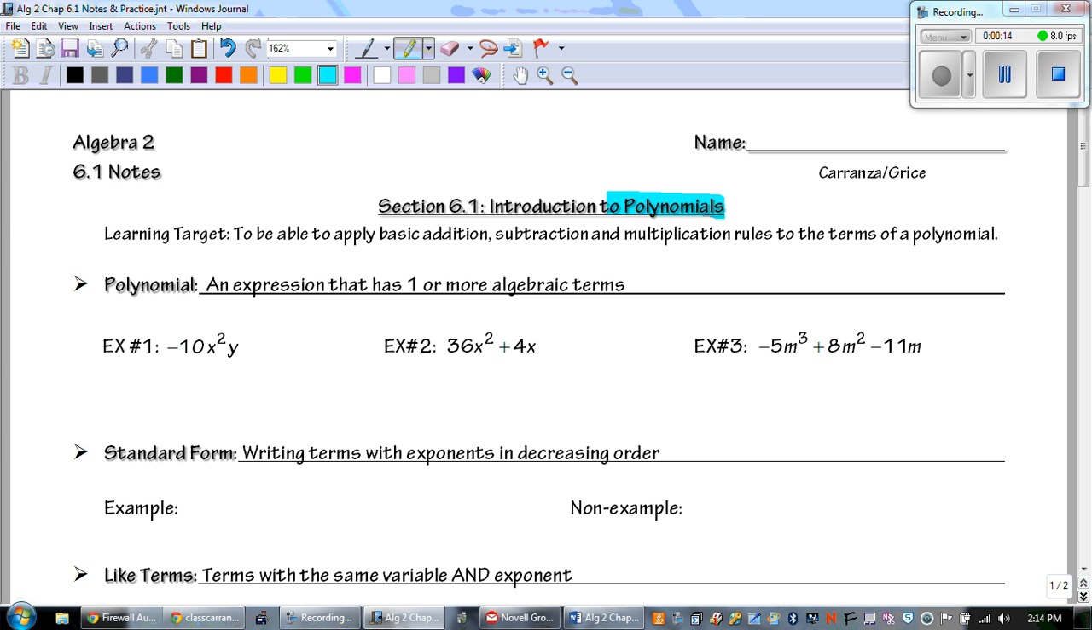Our learning target today is to be able to apply basic addition, subtraction, and multiplication rules to the terms of a polynomial. So, are you ready to begin? Too bad, because I am.